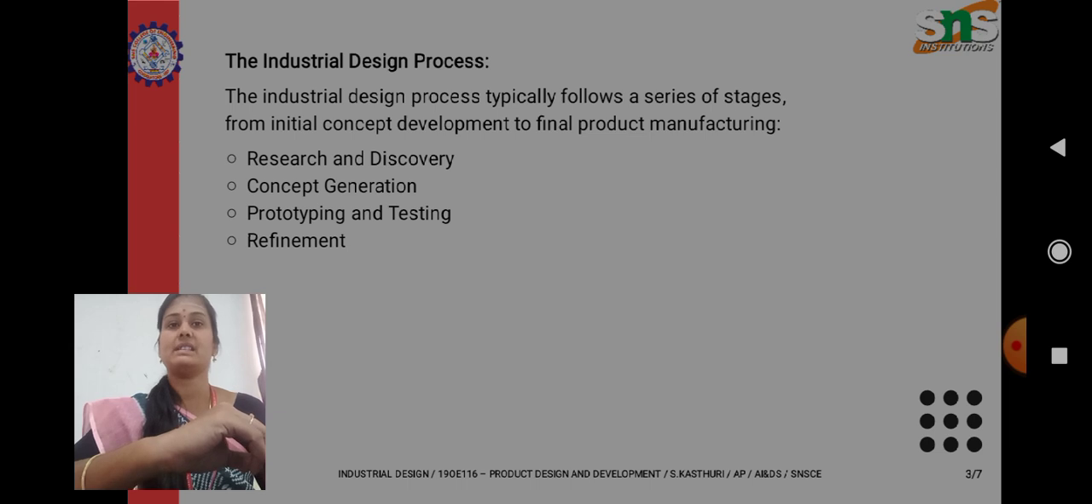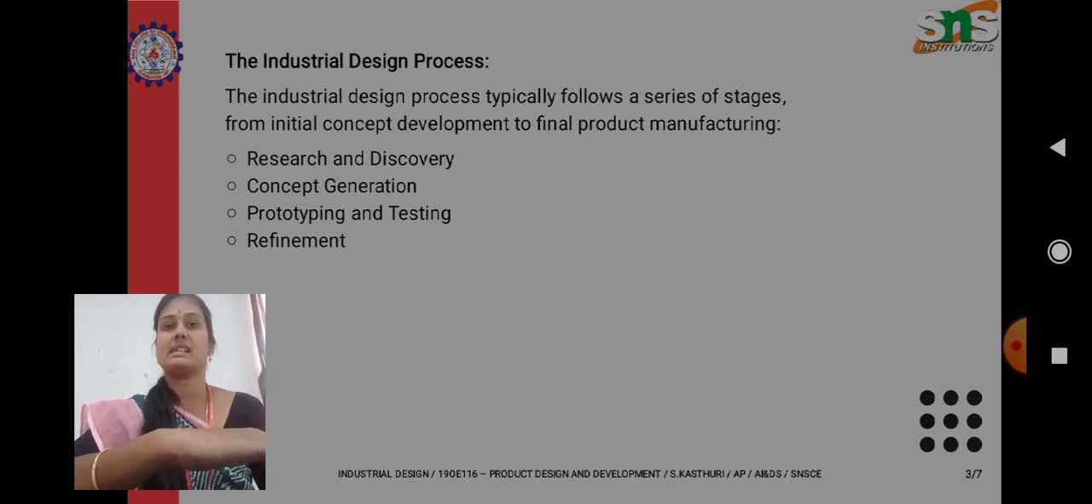Concept generation phase involves brainstorming, sketching and ideating different concepts for the product. Multiple design alternatives are considered at this stage with a focus on finding the best balance of form, function and usability. Prototyping and testing. Once a concept is chosen, a prototype is created to test the design in real world conditions. Prototypes can be physical models or digital simulations.